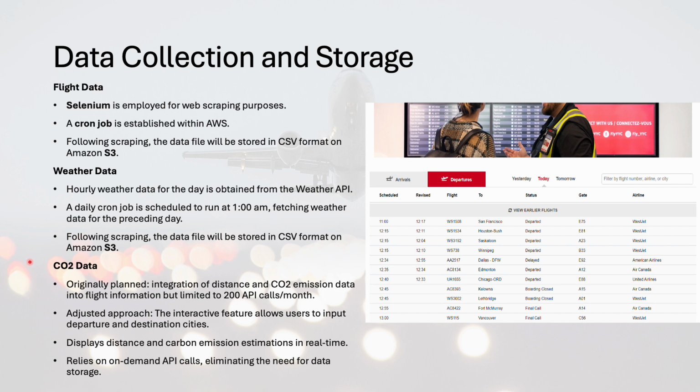As for the CO2 data, initially our plan was to integrate distance and CO2 emission data into our flight information. However, due to API limitations restricting us to only 200 calls per month, we have adjusted our approach. Instead, we will make this feature interactive by allowing users to input departure and destination cities, and in return, we will display the distance and carbon emission estimation. As this feature relies on on-demand API calls, there is no need for data storage.